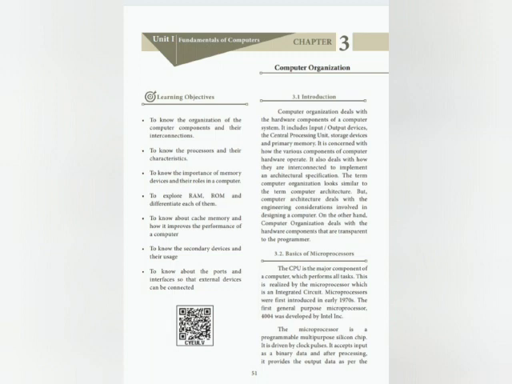Today our topic is chapter 3, computer organization. First we will see the introduction. Computer organization deals with the hardware components of a computer system. It includes input output devices, the central processing unit, storage devices and primary memory. It is concerned with how the various components of computer hardware operate. It also deals with how they are interconnected to implement an architectural specification.